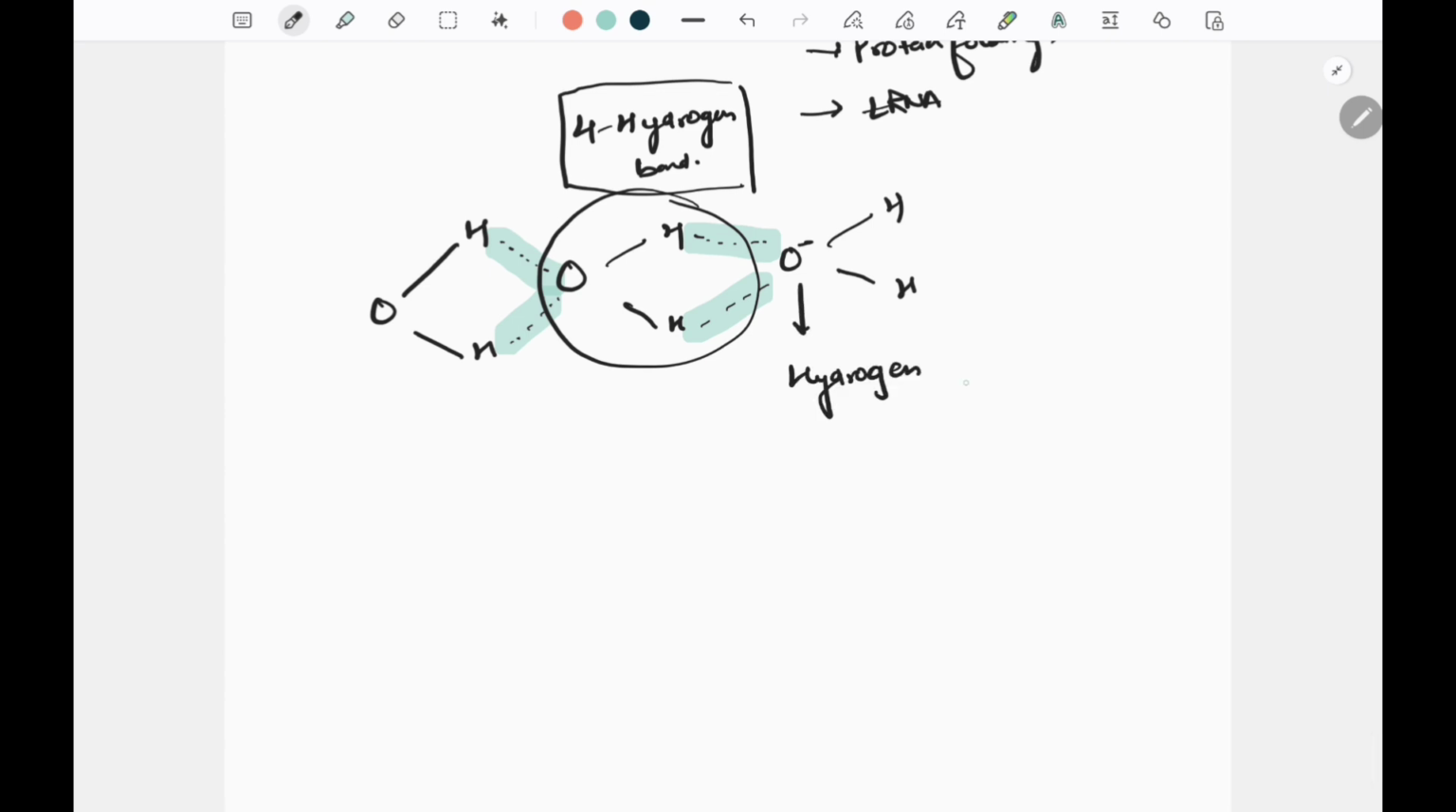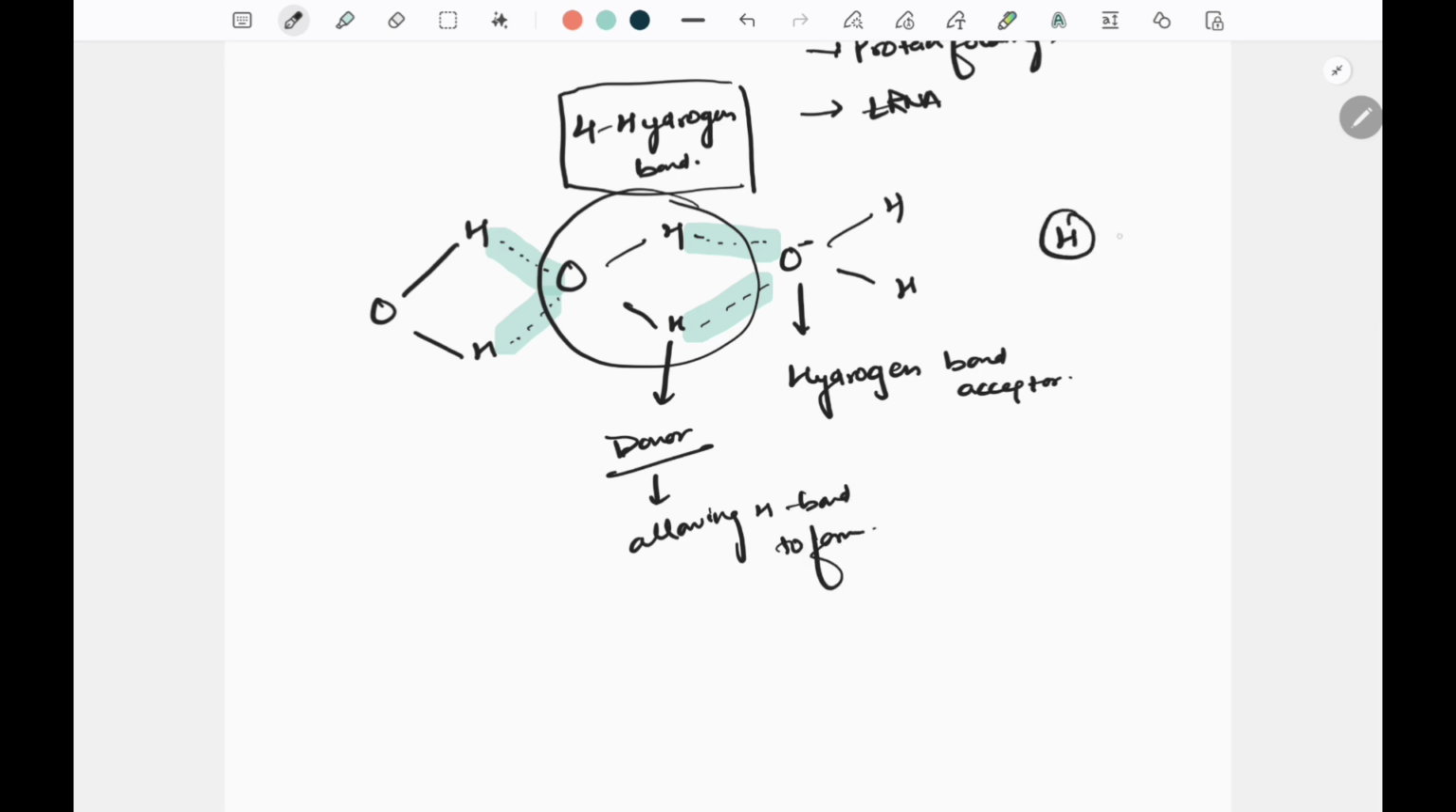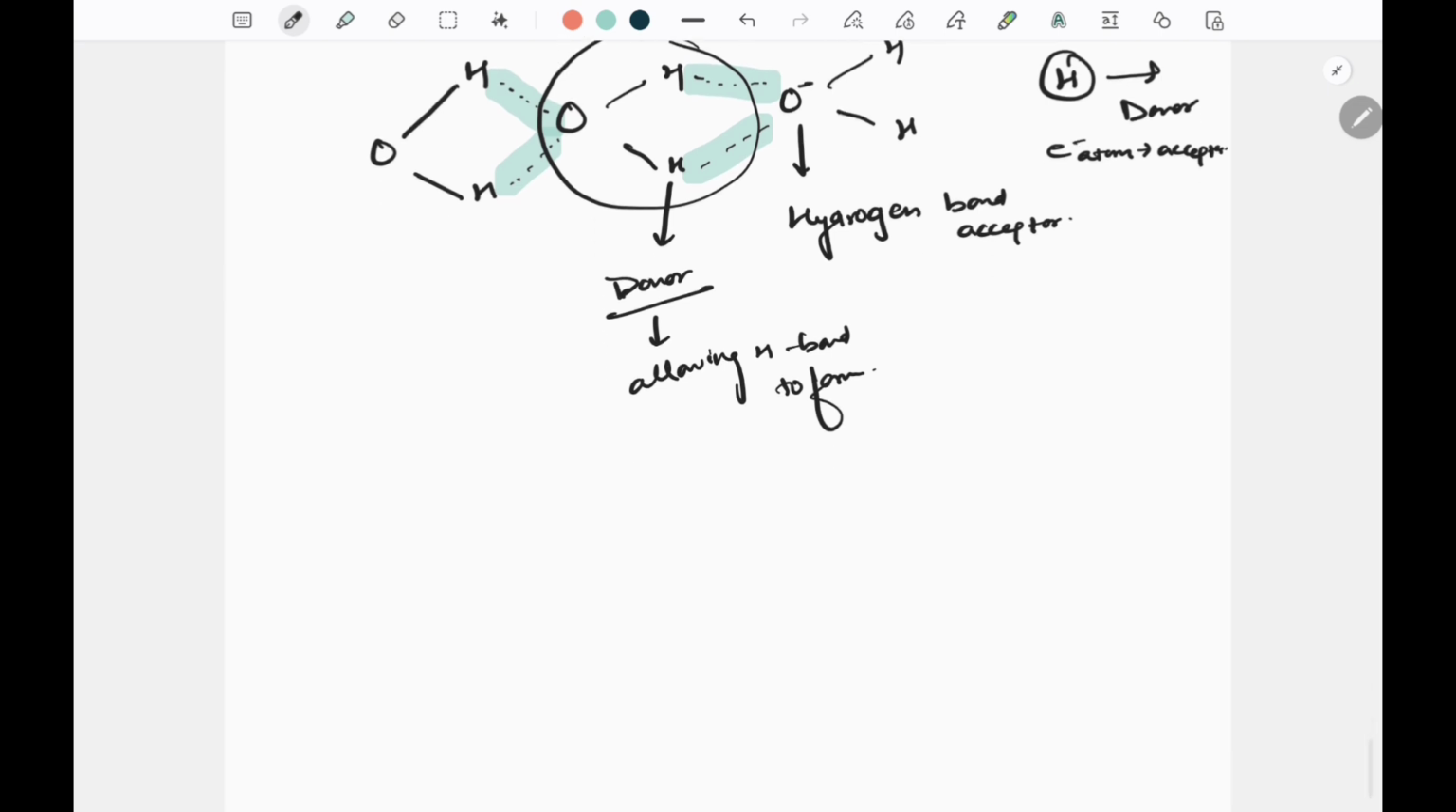So here oxygen is the hydrogen bond acceptor because it is accepting the hydrogen bond, right? And here the protons are donors because they are allowing hydrogen bonding to be formed. Always remember, wherever H comes, that is always the donor and the electronegative atom is the acceptor. I hope you get it.